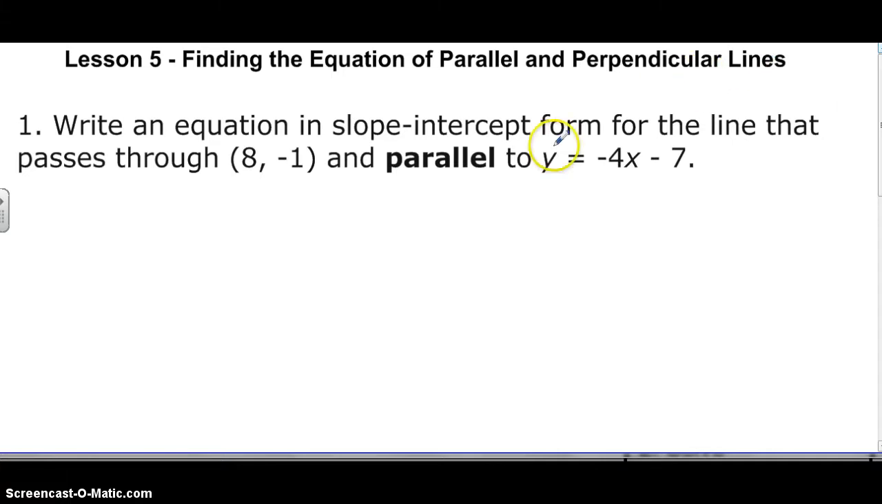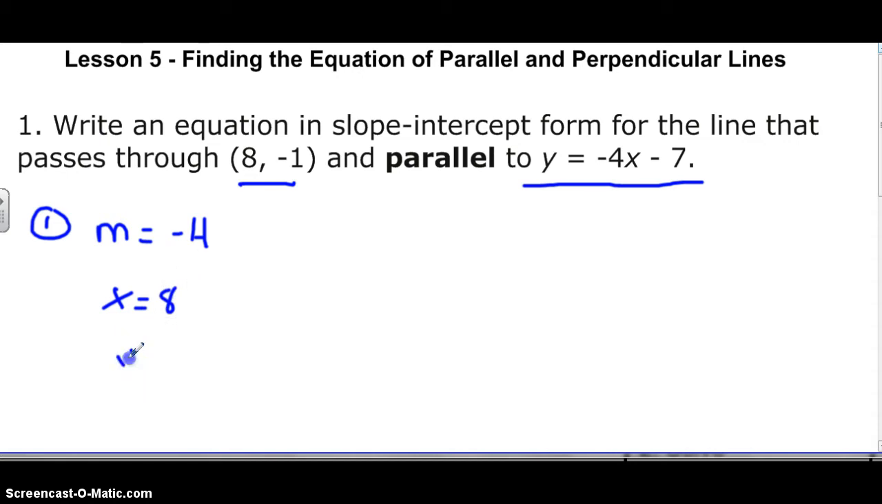We have to write an equation in slope-intercept form for the line that passes through (8, -1) and is parallel to this line. First step is we're going to identify a few things. This line is going to have the same slope, because lines that are parallel have the same slopes. So the slope, our m, is equal to -4. The second part is that this line is going to go through an x value of 8 and a y value of -1. So these are the three things we know about our line. It has to have a slope of -4, and it has to pass through x of 8 and y of -1.